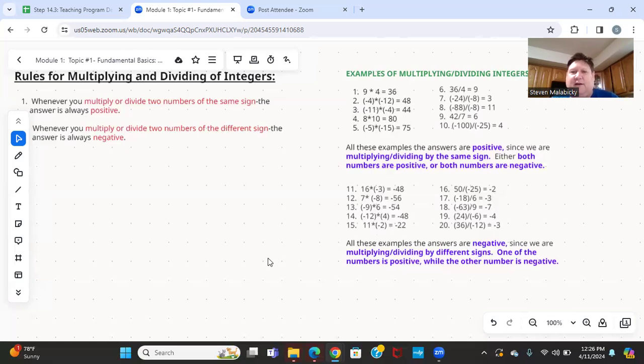So you can take a look at those 10 examples, easy multiplication, easy division. You just have to understand that when you're multiplying and dividing with different signs, where one number is positive and the other number is negative, then you're going to get a negative answer.